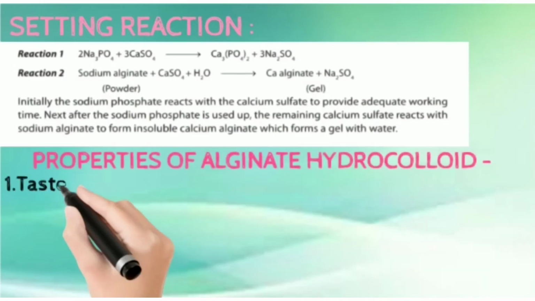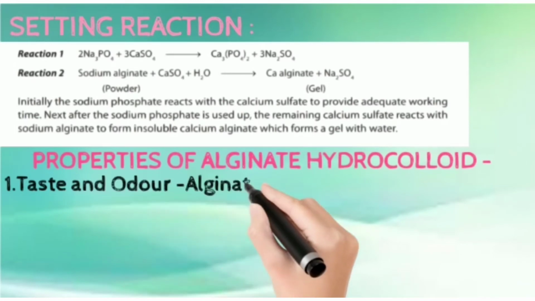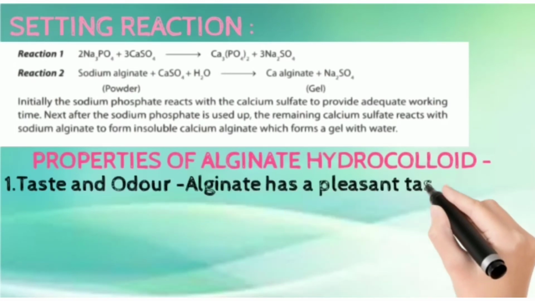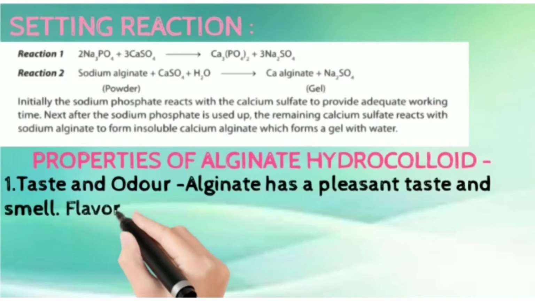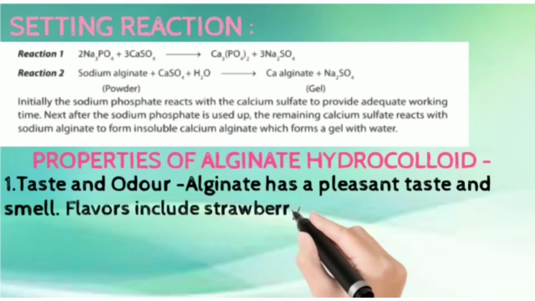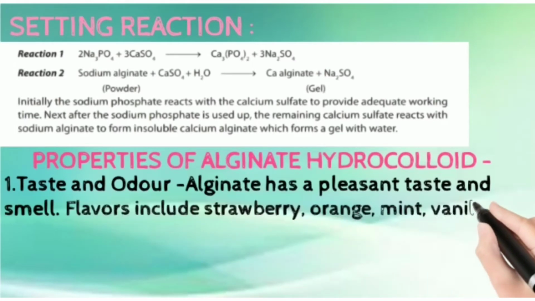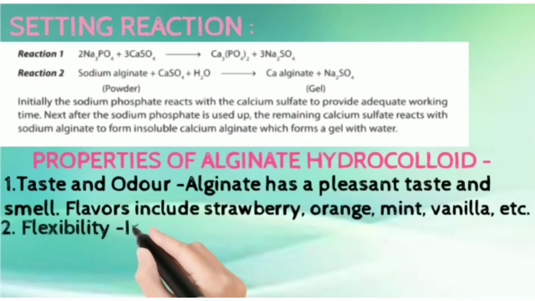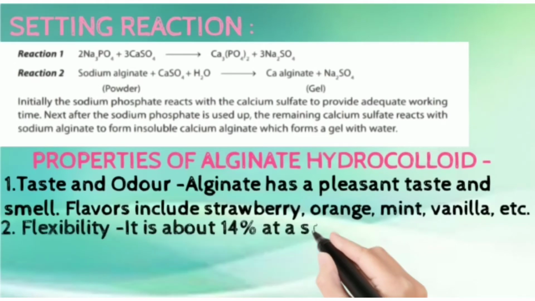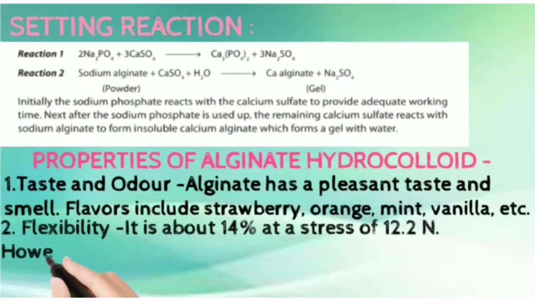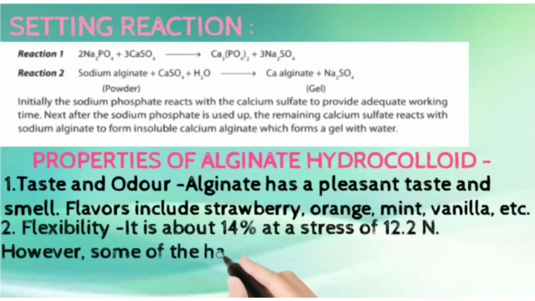So what properties does alginate have? Basically taste and odor. It has a very pleasant taste and smell. Flavors include strawberry, orange, mint, vanilla, etc. Then flexibility, it is about 14%, and some of the hard set materials have lower values also.